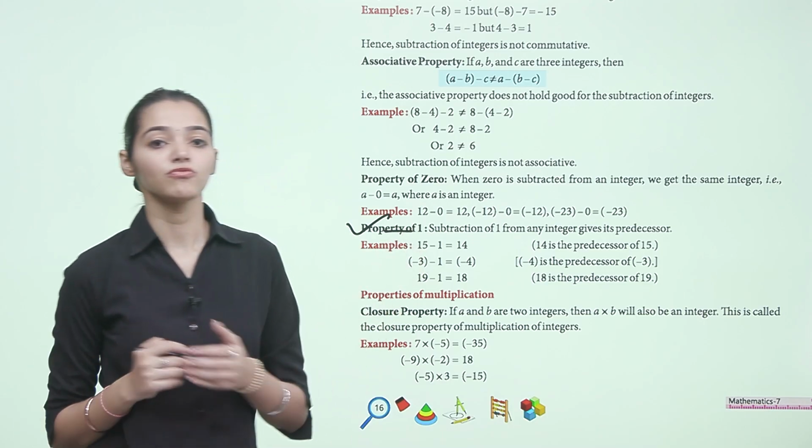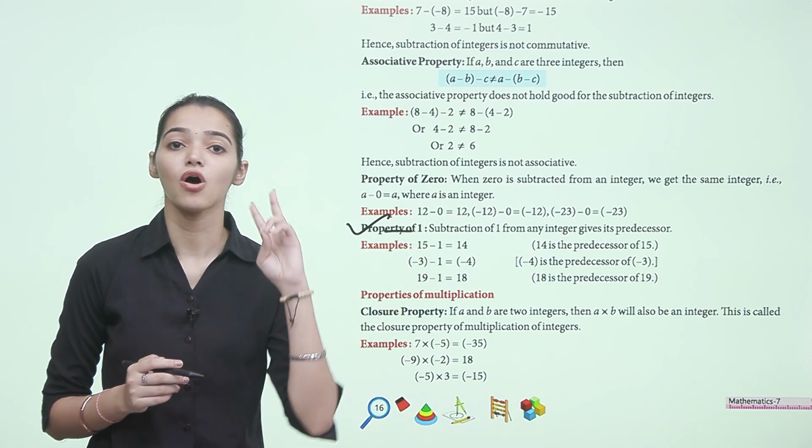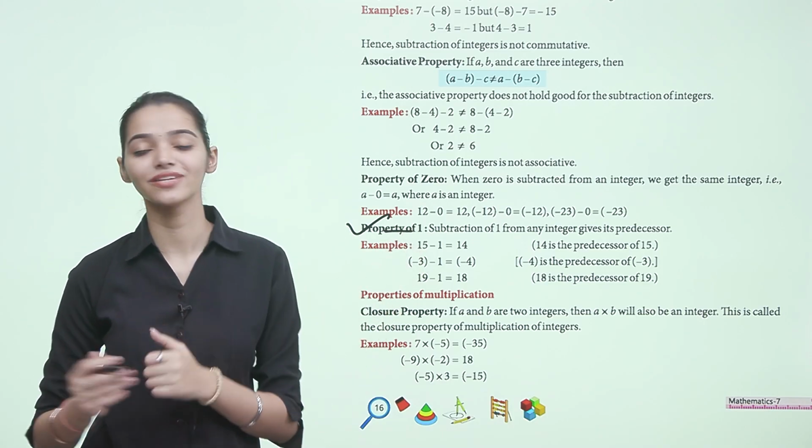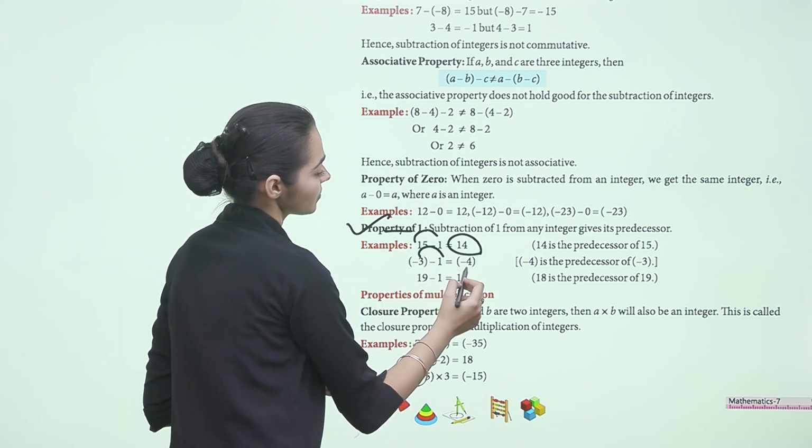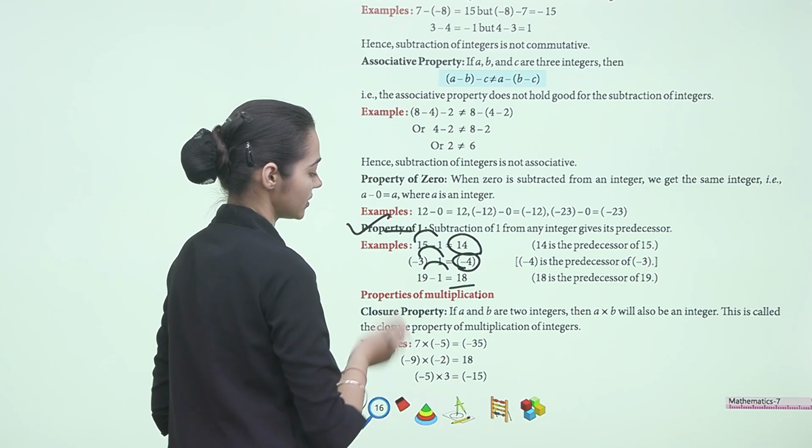Next is our property of 1. The property of 1 is that subtraction of 1 from any integer gives us its predecessor. For example, when we subtract 1, we get the predecessor. When we subtract 1 again, we get the predecessor again.